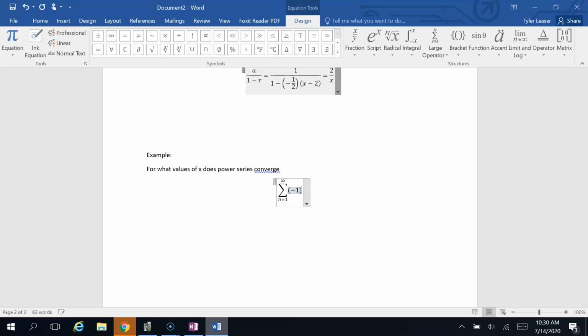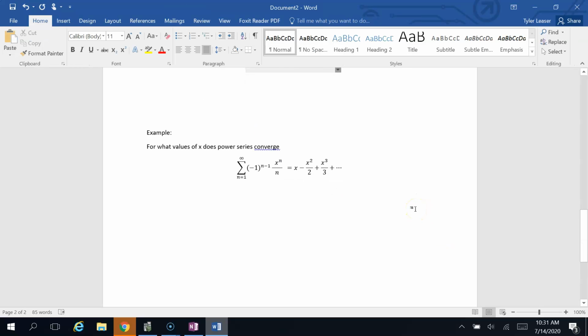Of the alternating x to the n over n. All right, so just to write a few of the terms here, this is going to be x minus x squared over 2 plus x cubed over 3, and then so on and so forth.